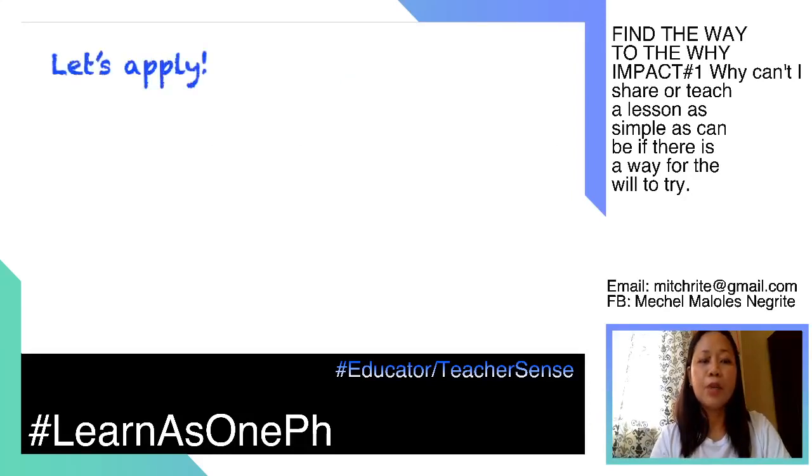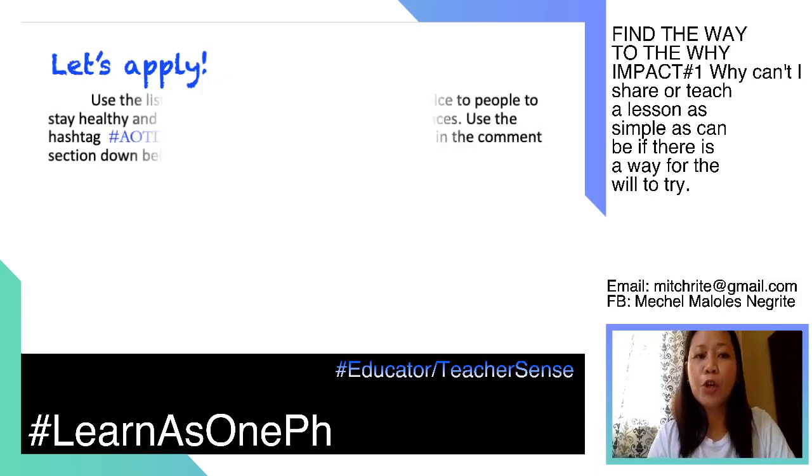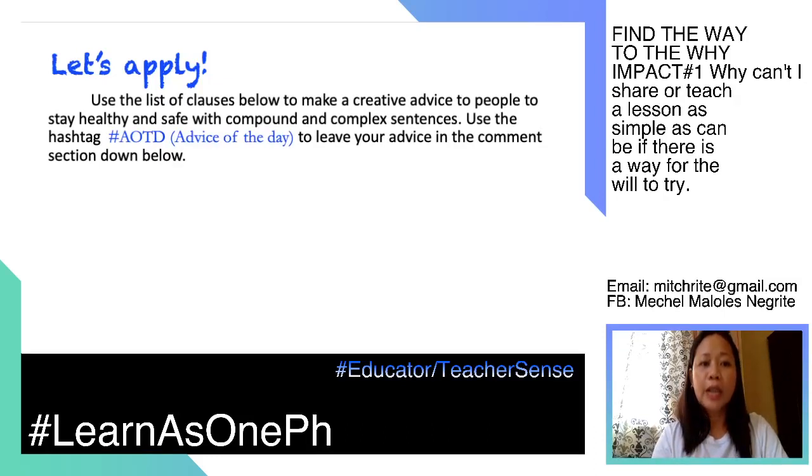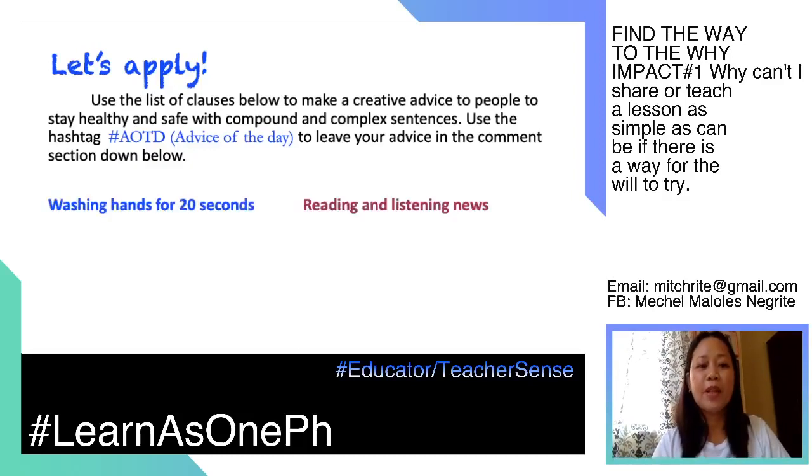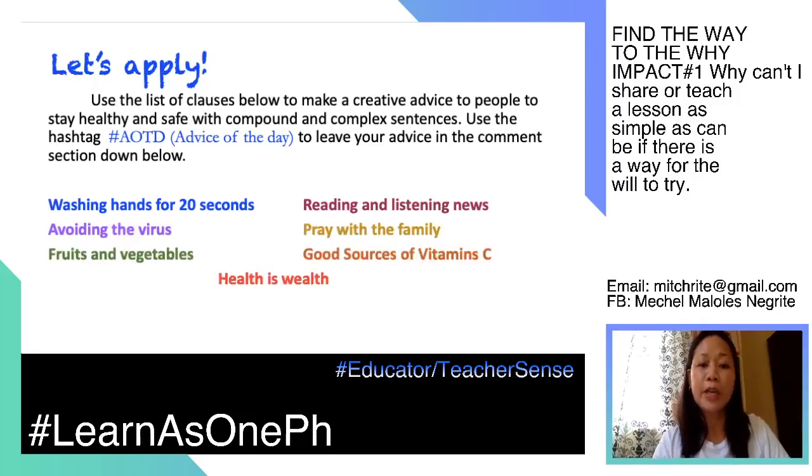So, I want to have this application. So, i-challenge ko kayo ngayon na use the list of clauses below to make a creative advice to people to stay healthy and safe with compound and complex sentences. So, use the hashtag AOTD. So, that is advice of the day. Then, you can leave your advice in the comment section down below. So, these are the clauses that you can choose from. So, you can pause and then you can copy it. And then, you can compose it later.